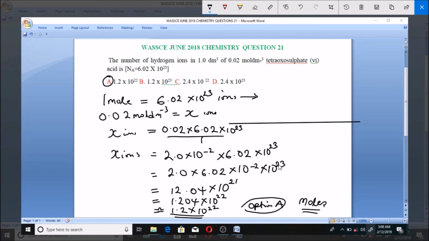Now, 12.04 times 10 to the power 21 is the same thing as 1.204 when you take this decimal place over to this side, times 10 to the power 22, so that instead of having 21 you are now having 22. So this is approximately, when you round off, 1.2 times 10 to the power 22, which is the answer.